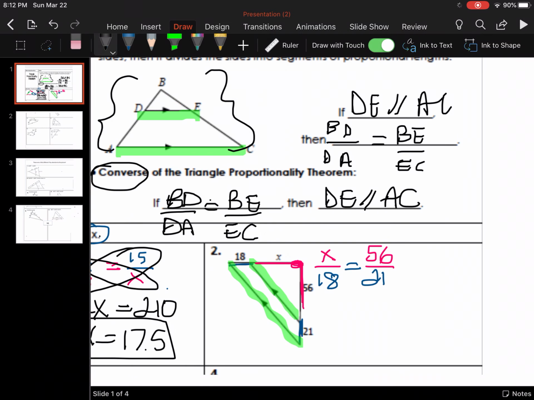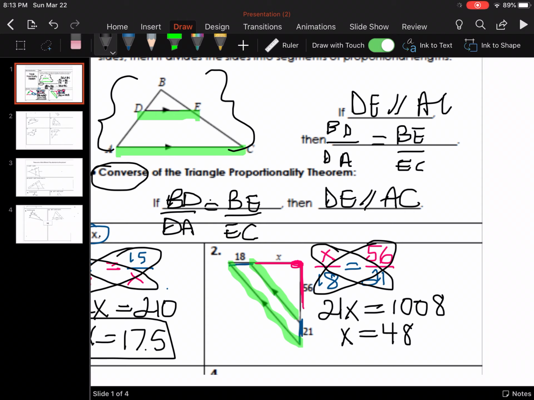Again, we're going to cross multiply to solve. X times 21 is 21x. And then 56 times 18, which is 1008. Divide both sides by 21. And you get x is 48. Again, the directions were to solve for x, so we are done.